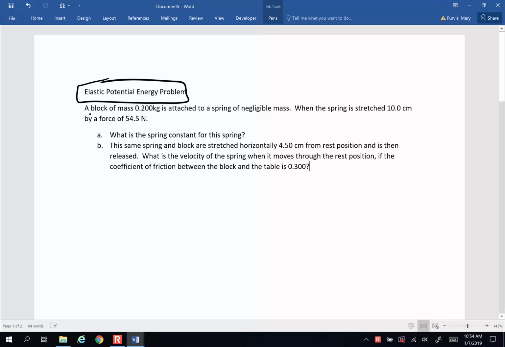A block of mass 0.2 kilograms is attached to a spring of negligible mass. When the spring is stretched 10 centimeters by a force of 54.5 newtons, what is the spring constant for this spring? So for the very first part here, I am going to use Hooke's law, and Hooke's law is force equals spring constant K times displacement from rest position, x.